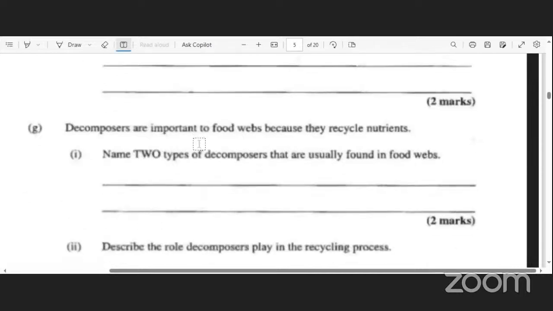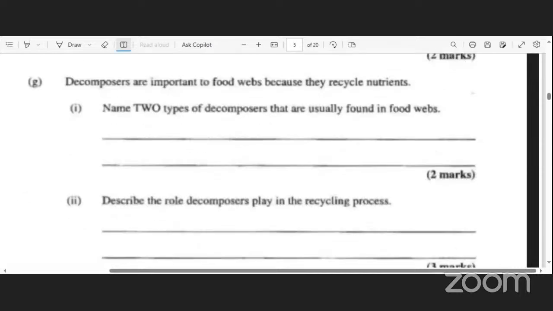Okay, moving on to the next question now. Decomposers are important in food webs because they recycle nutrients. Name 2 types of decomposers that are usually found in food webs. So give me 2 types of decomposers.